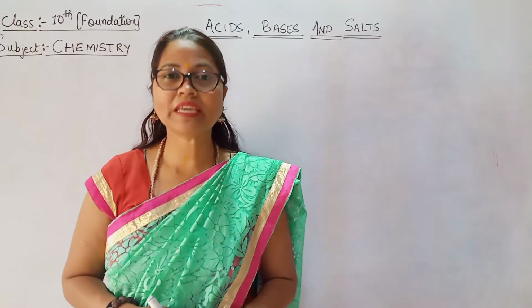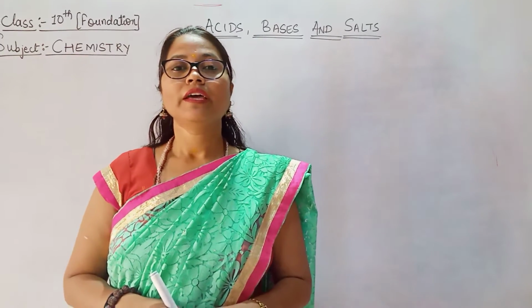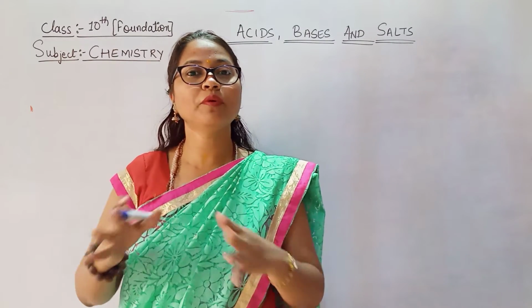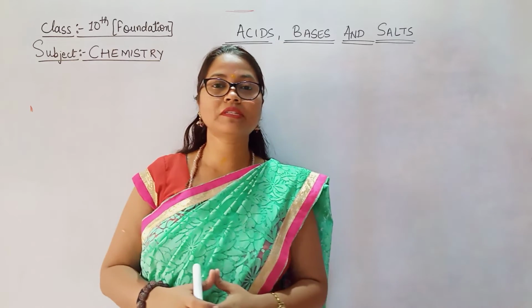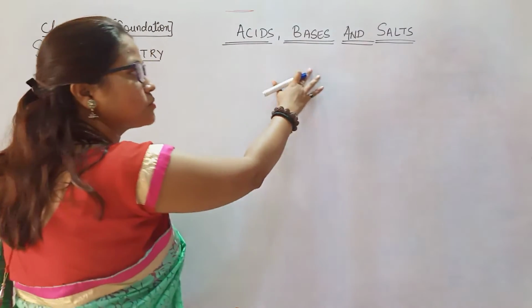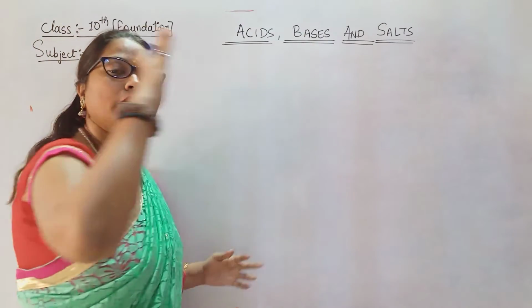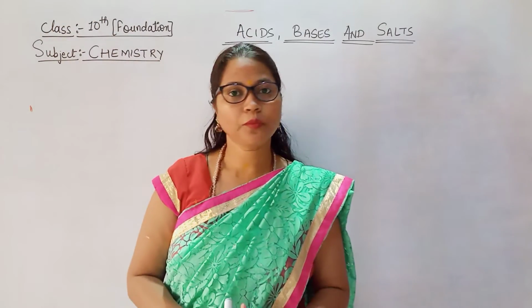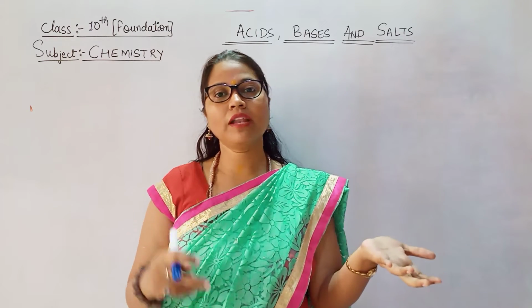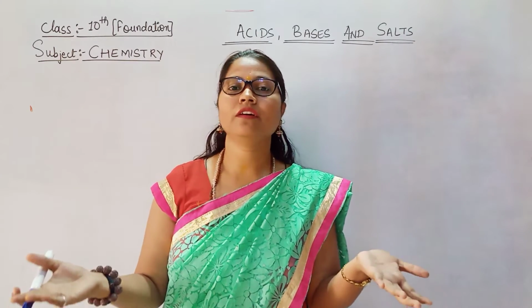We were doing acids, bases and salts. In this we have already seen a lot of topics, right? I hope you have gone through all those topics. We have seen what are acids, what are bases, what are salts. We have also seen the indicators, correct? There are two types of indicators, one which changes the smell, one which changes the color, right?